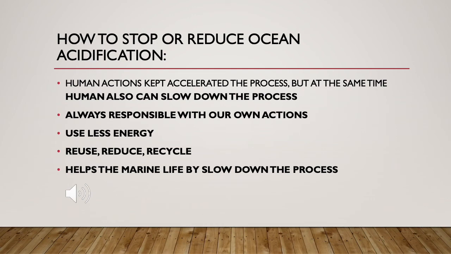So now, let's talk about how to stop or reduce ocean acidification. We know that carbon dioxide mostly comes from human activities such as burning fossil fuel. Human action has accelerated ocean acidification, but human action can also slow down the process. There are actually many things that we can do to slow down the process as an individual, community, and also globally. With this, if everyone is very responsible with their actions, it will definitely reduce ocean acidification and carbon dioxide emission.